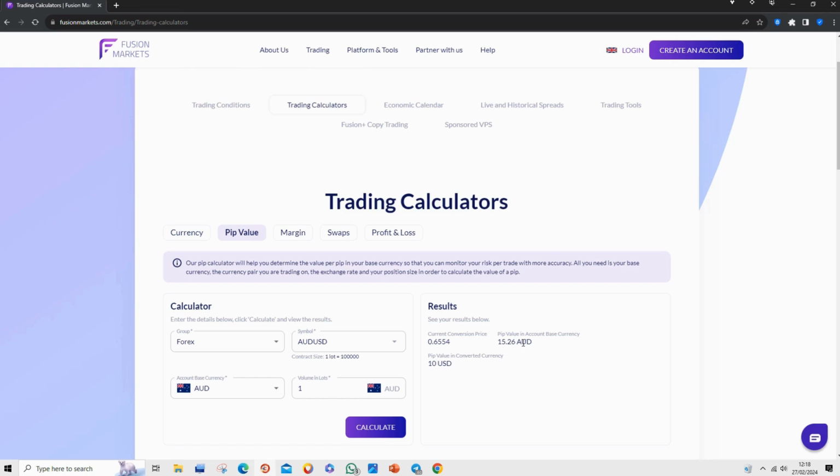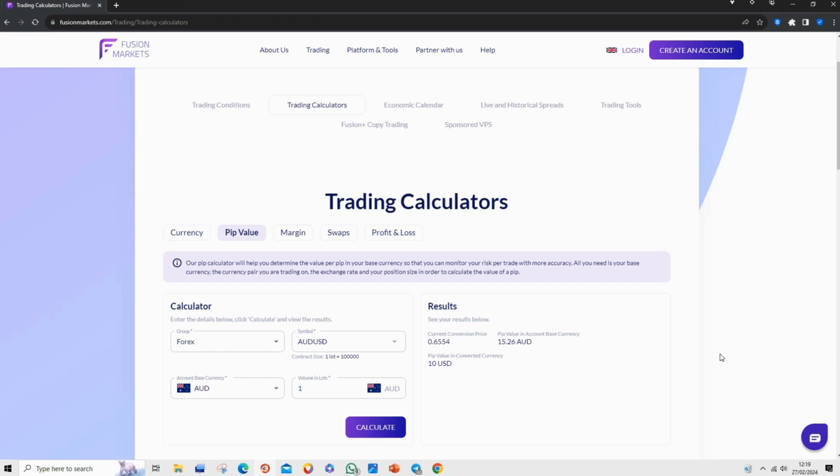Okay, so if price was to move up a pip, assuming we were buying, we'd make 15.26 Australian dollars. So if our risk pips was 100, and remember, risk pips is the difference between our stop loss and entry price, and the pip value is 15.26 Australian dollars, that means we'd be risking in total 1,526 Australian dollars. Risk pips is 100, with a pip value of 15.26 Aussie dollars per pip, meaning we are in total risking 1,526 Australian dollars.